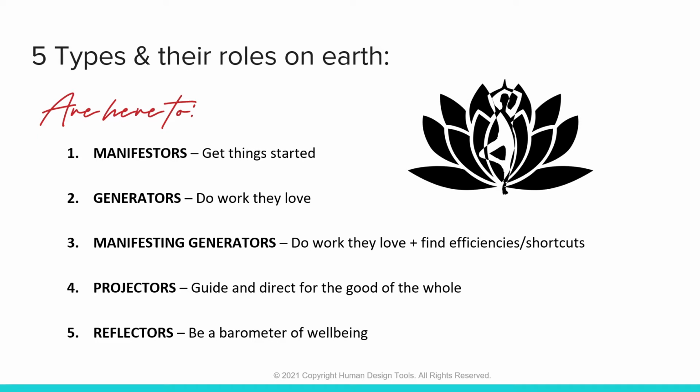Manifesting generators are another 35% of the population. Sometimes these two are lumped together. Manifesting generators are primarily generators with a little manifestor energy. They're also here to do work that they love. And then they're also here to find efficiencies or shortcuts. It's part of how their energy works.